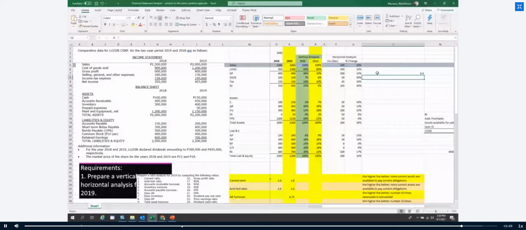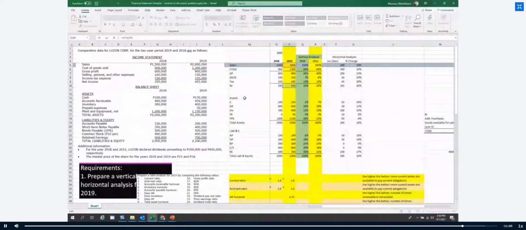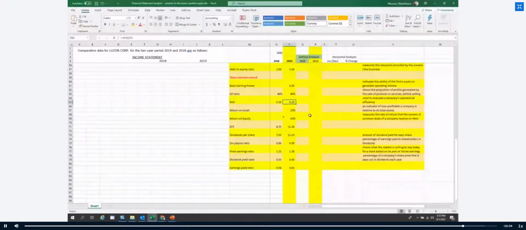Right. So next we have your return on sales. Again, if it's a return, what did I tell you earlier, class? You have to use your net income as numerator. So that's net income divided by your sales, 455 divided by 2 million, which is equivalent to 0.23. It is used to evaluate companies' operational efficiency.